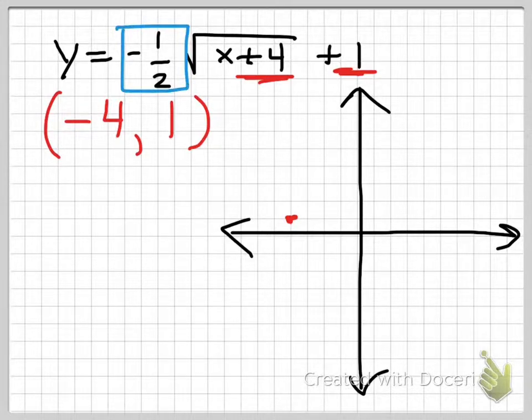So a negative means I'm going to go downward, so I go over 1. That's not part of the equation, that's just what we do on parent graphs, over 1. And then the traveling distance tells me that I'm going to go down 1/2. And I can't do it super clearly on here. I'm going to try to get down, see what I can do. Yep, that looks about right.